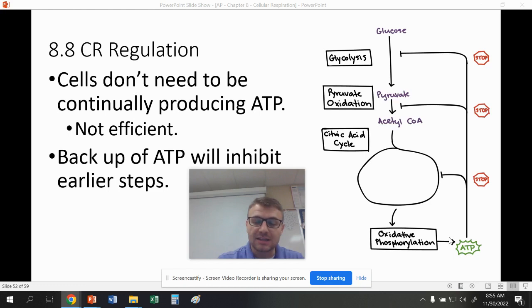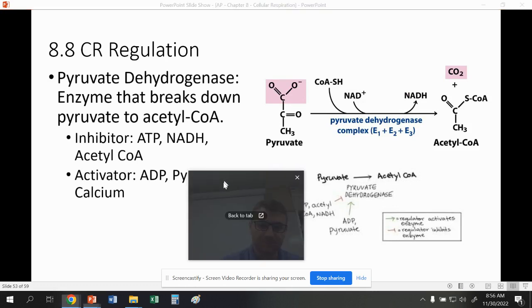So what's going to happen is ATP builds up and it's going to stop this process. However, on the flip side, whenever ATP is low, that's going to initiate this process. Whenever you have low ATP, your body's going to say, hey, I don't have enough ATP. I need to make more ATP. And it's going to initiate cellular respiration, say, hey, make more ATP for me.